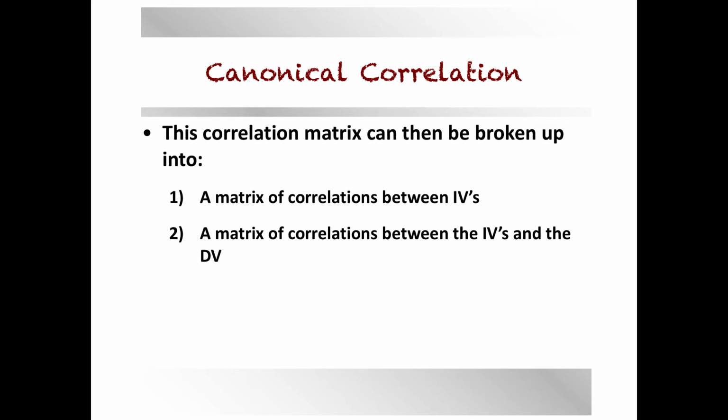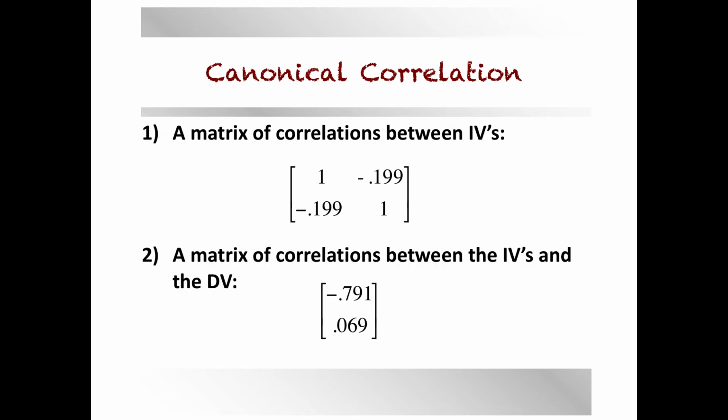So we have a matrix of correlations between IVs, and then a matrix of correlations between the IVs and the DV. In this case, there's only one DV. This is what they look like. These are just sections of that correlation matrix. If you have your notes next to you, maybe you can refer back to that overall correlation matrix and see how the sections break down.